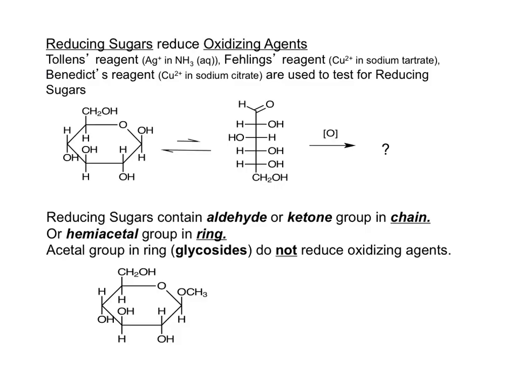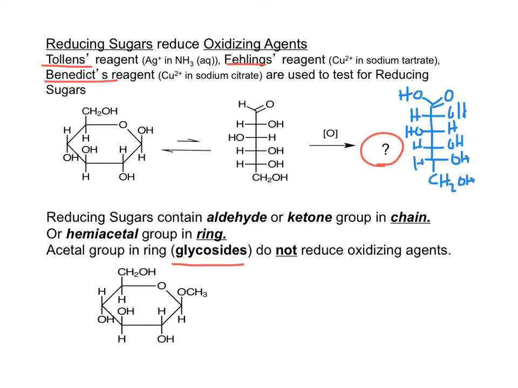You may have used these reagents to test for reducing sugars in your biology class. Reducing sugars contain an aldehyde or ketone group in the chain or a hemiacetal group in a ring. Note that acetal groups in a ring, which are called glycosides, do not reduce oxidizing agents. So stop the video and draw the structure of this product. So here's the structure. Remember that an aldehyde is oxidized to an acid.